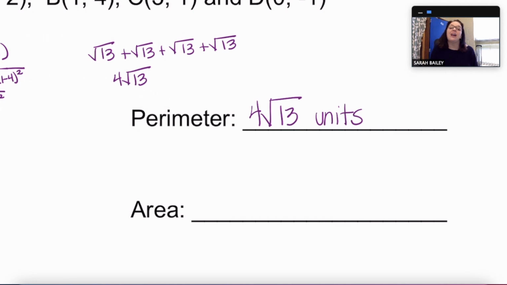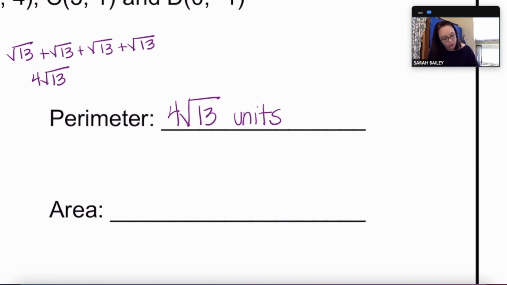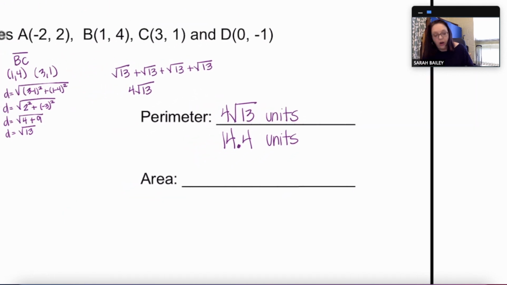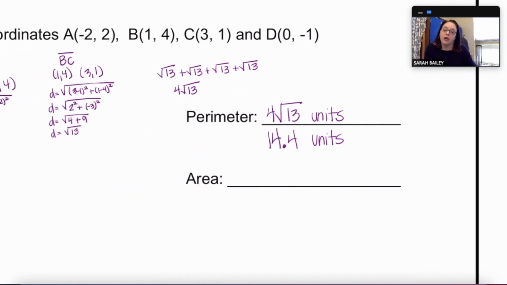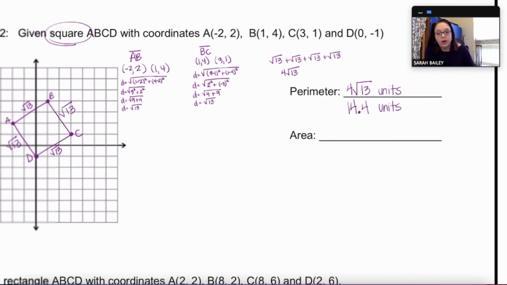Okay, we can also round to the nearest tenth. So I'm going to pull up Desmos. You guys can't see it right now, but I'm typing 4 times the square root of 13, and then I'm rounding to the nearest tenth. So that's 14.4 units. All right, now when we do the area here, so area of a rectangle is length times width, right?